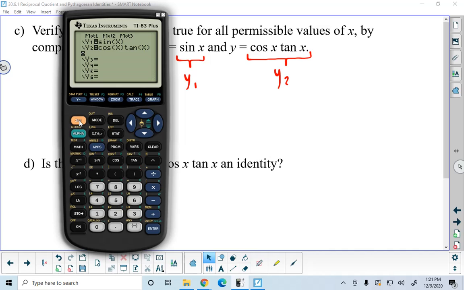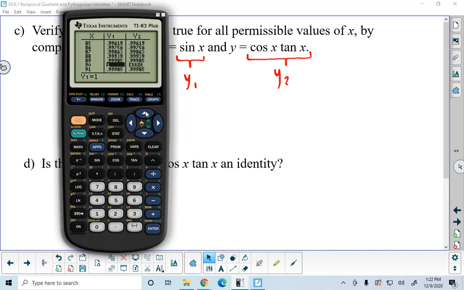I'm in degree mode, but quite frankly, who cares? I'm going to go to my table and I'm going to look at y1 and y2 for all of these different angles. And I can see that they are always equal, except, and this is going to take forever for me to scroll, so I'm going to start at 82 degrees, except that they're equal, they're equal, continue to be equal, and then at 90 degrees you get an error on one side. Well, that's okay. That just means 90 degrees is non-permissible. So we've verified that it's true.